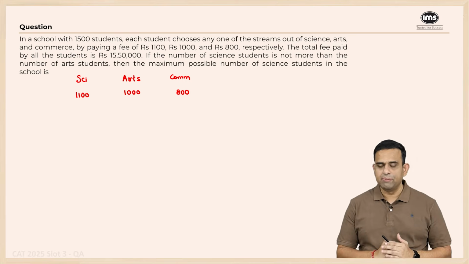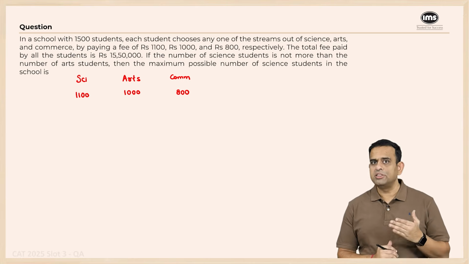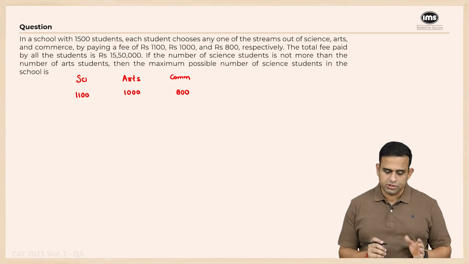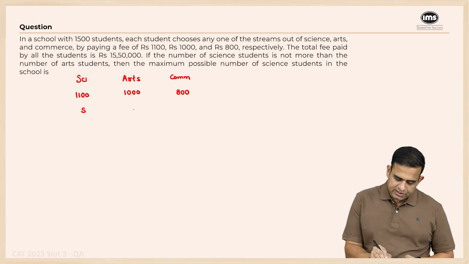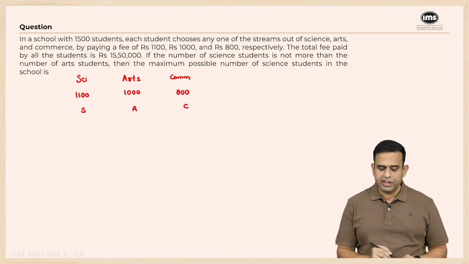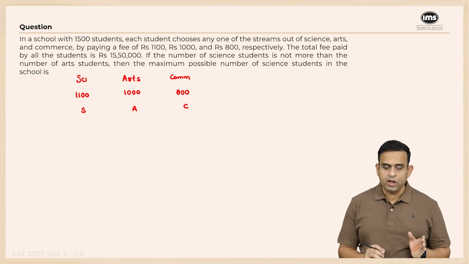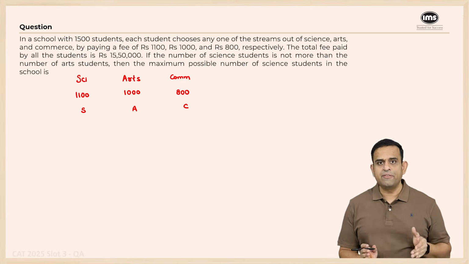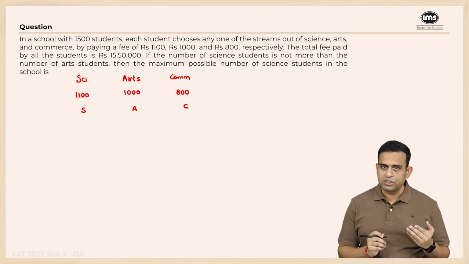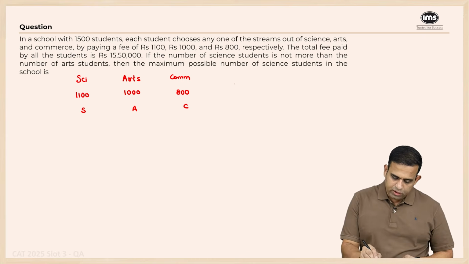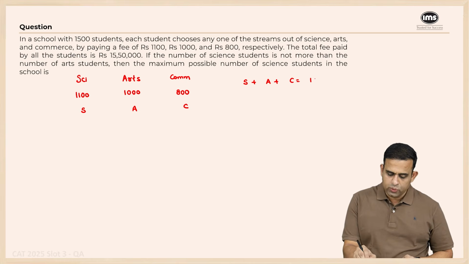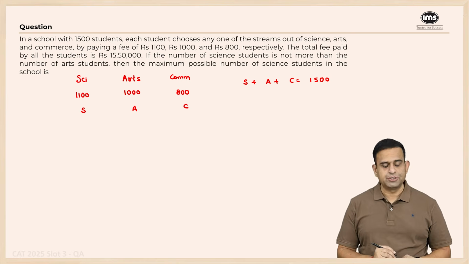Now we can take certain variables. For example, if I represent S number of people have taken the science stream, A number of people have taken the art stream, and C number of people have taken the commerce stream. So if I have taken S, A and C as the variables, then as per the first line, total students were 1500, where everyone has taken exactly one stream out of science, arts and commerce. So my first equation will translate to S plus A plus C equals 1500. That's my first equation.